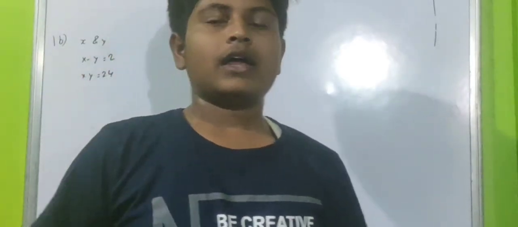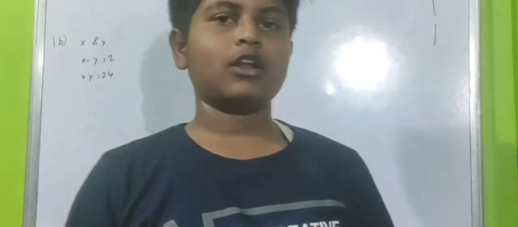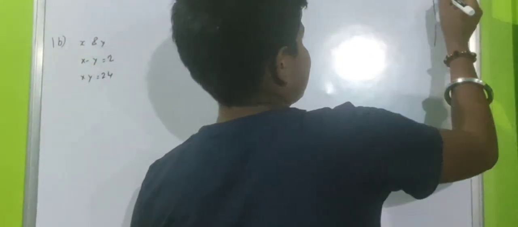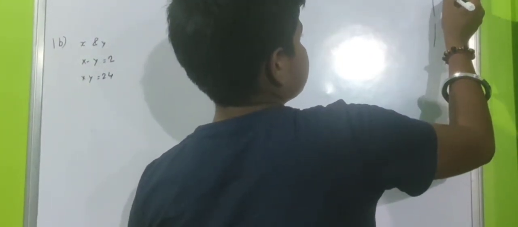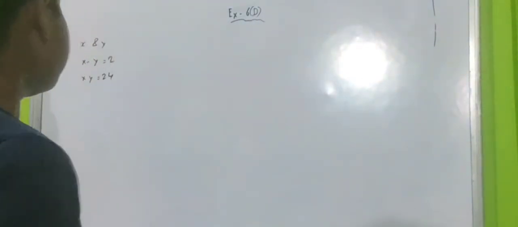In this exercise 6D, we will solve some miscellaneous problems. Before solving this, you must solve examples 11, 12, 13, 14 for a better concept clearance. And in this exercise, A, C, D, and E are homework, and we are solving number B.